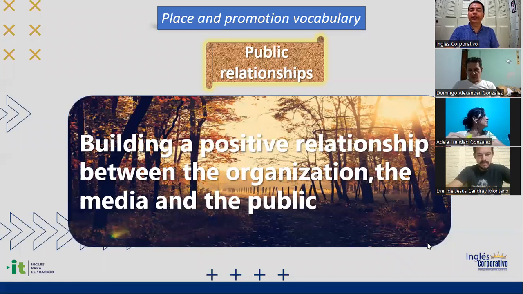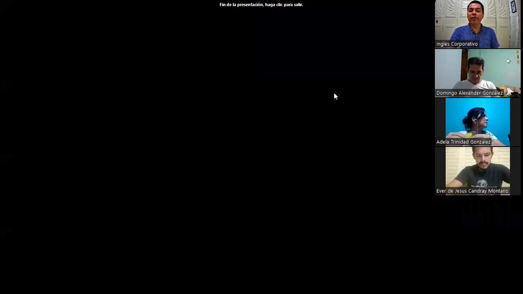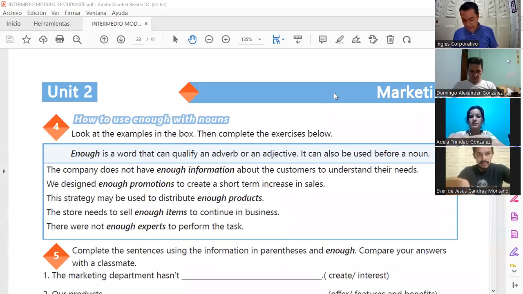We finished the presentation. No more blah, blah, blah. So you're going to work, right? Let's go to the manual. Please open your manuals. We're going to work on page 23. It says, look at the examples in the box. Let's see how to use enough with nouns. Last time we were learning to use enough with adjectives. And today we're going to learn how to use enough with nouns, right?